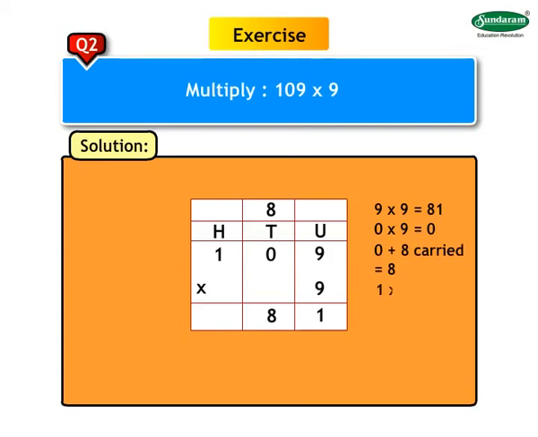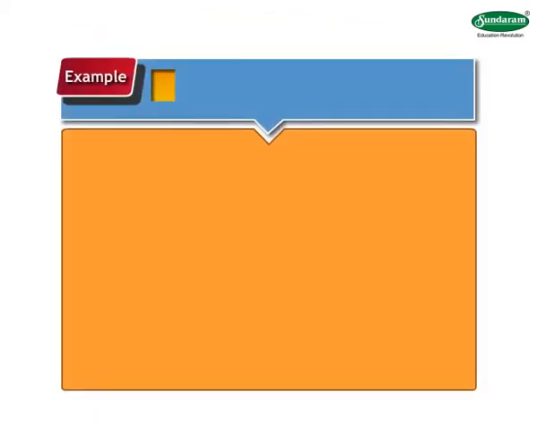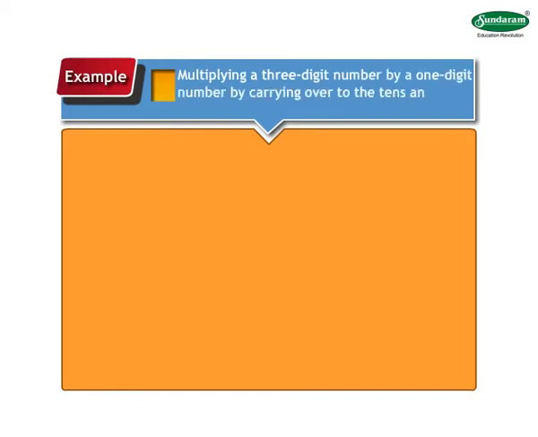Now, multiply 1 in the hundreds place by 9. Write the product 9 in the hundreds place of the product. So, the product is 981. Hence, 109 multiplied by 9 is equal to 981. Let us now see how to multiply a 3-digit number by a 1-digit number by carrying over to the tens and the hundreds place.